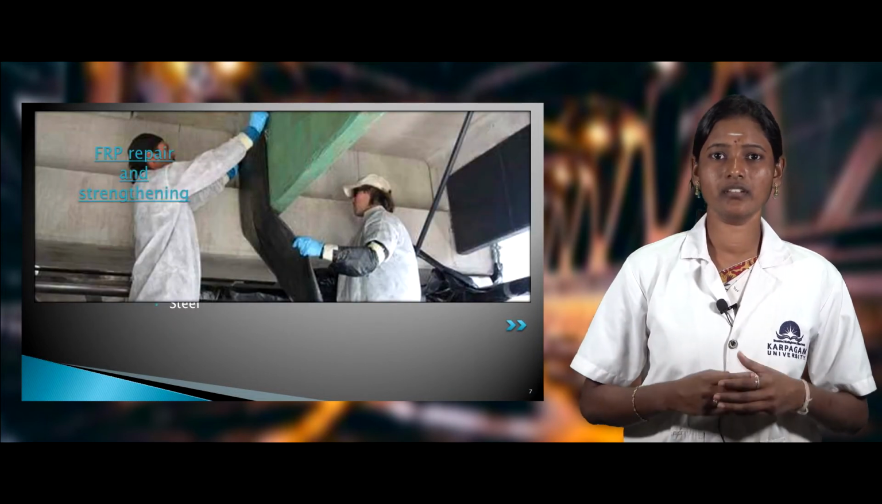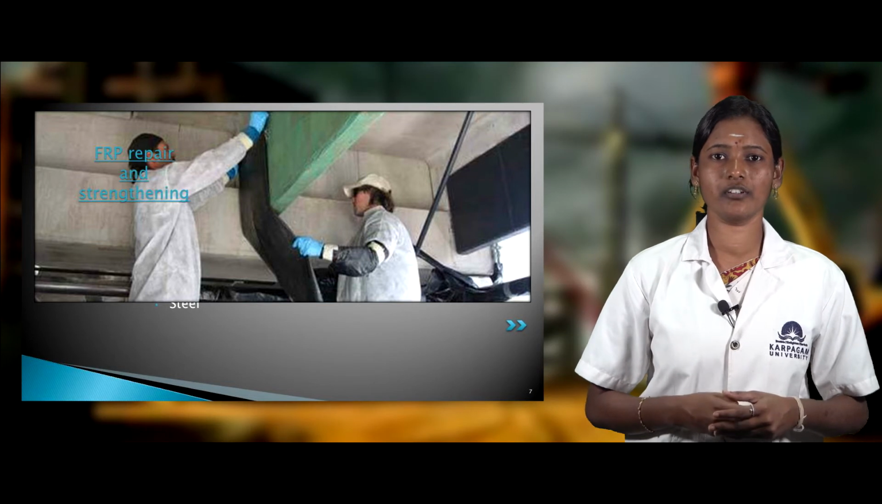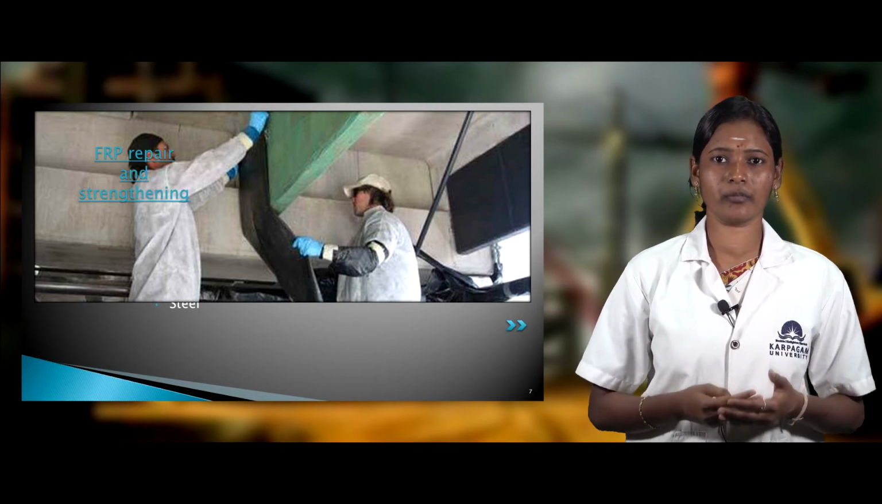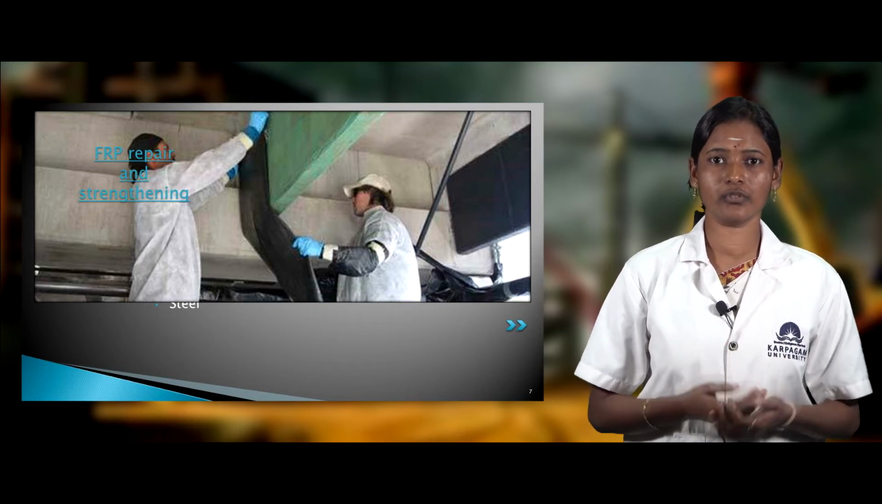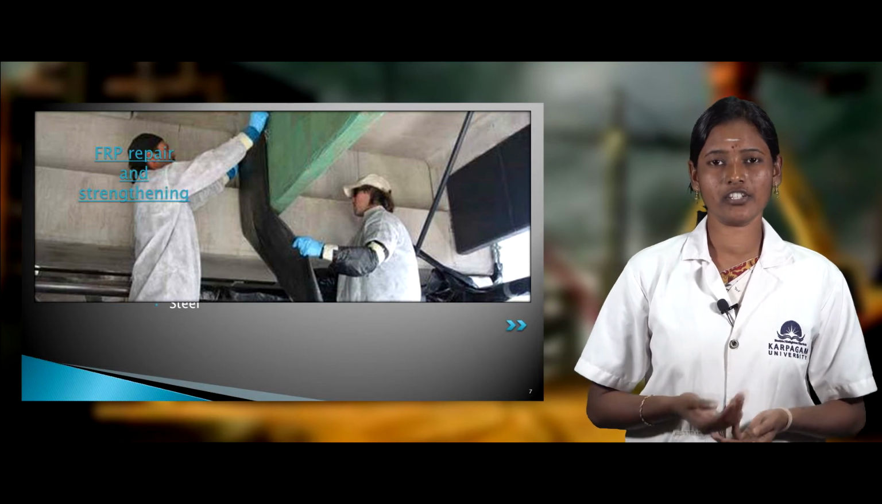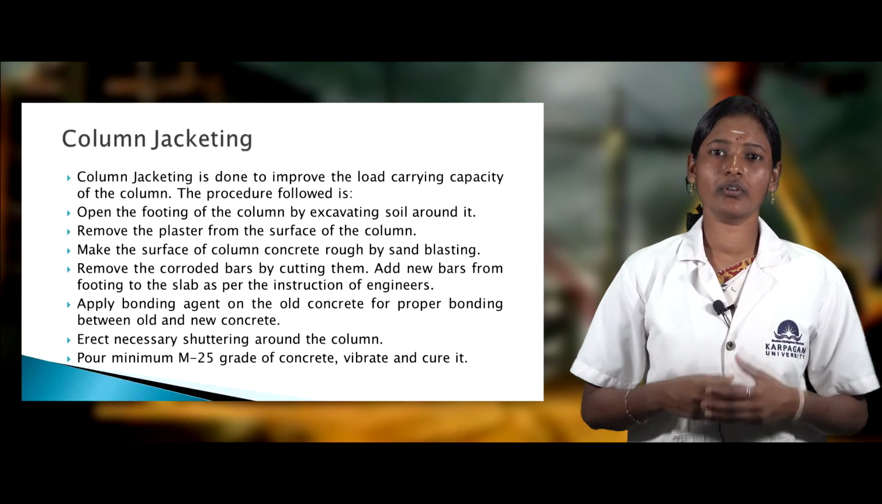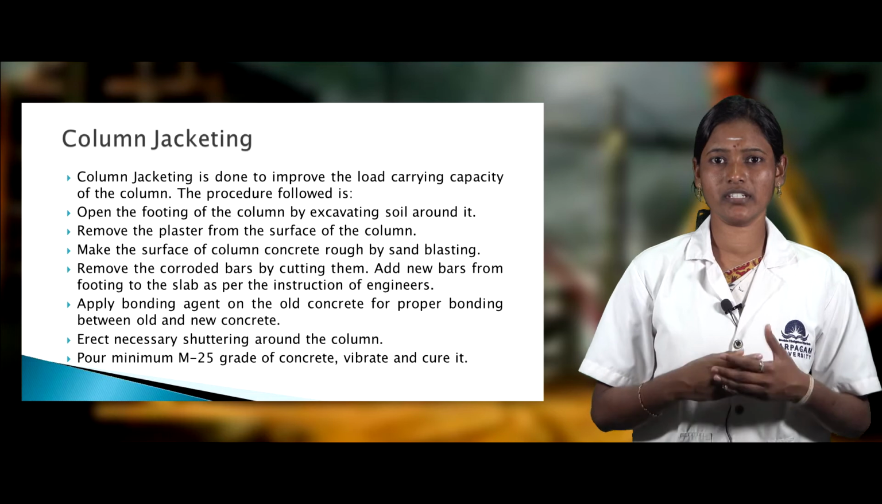FRP repair technique is the next technique that is followed in strengthening of RC structure. This technique is carried out by adding a fiber reinforced polymer mesh to the existing reinforcement or existing beam or column. So this can carry the additional load that is acting in the structure. Now we are going to see various strengthening techniques in detail.